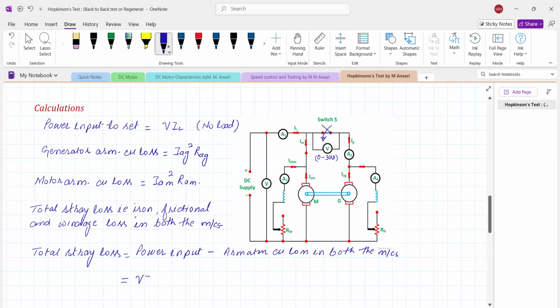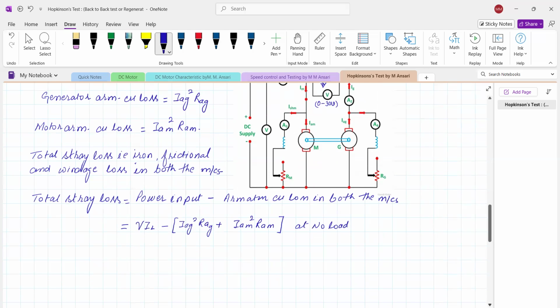So power input V into IL minus armature copper loss in the generator, IAG square RAG, plus the motor, IAM square RAM. So this is the generator and this is the motor copper loss at no load condition. Instead of writing more and more nomenclature, we will simply write at no load condition.